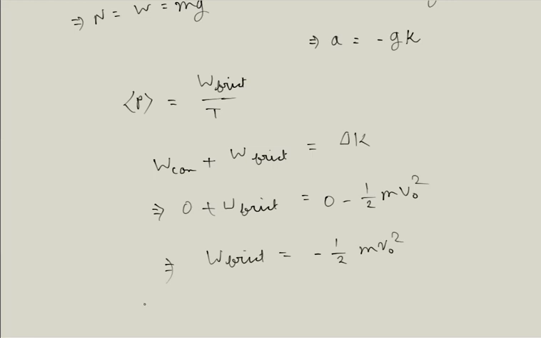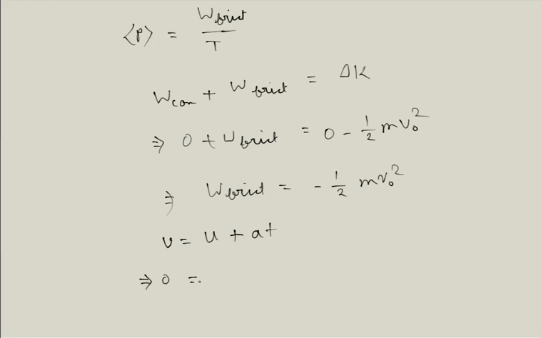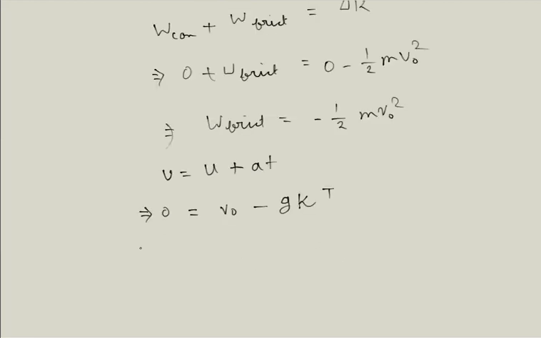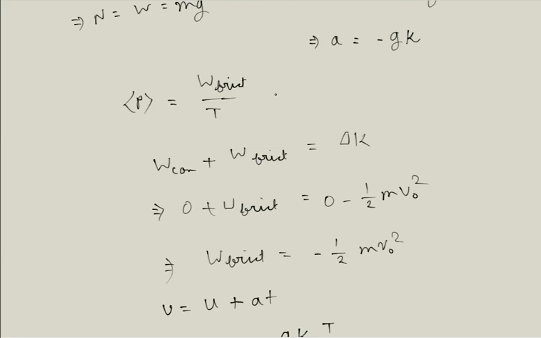Now for calculating total time of motion, let's use the simple kinematics relation, that is final velocity equals initial velocity plus the product of acceleration and time. So final velocity is 0 here, initial velocity was v0, acceleration was gk, and t is the total time. So total time will be v0 by gk. So the mean power will be minus half m v0 square divided by v0 by gk. So it will be equal to minus half m g k v0.